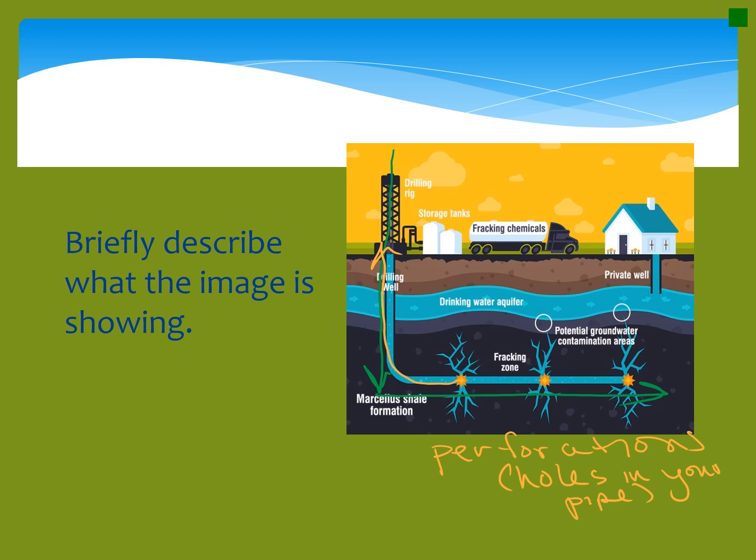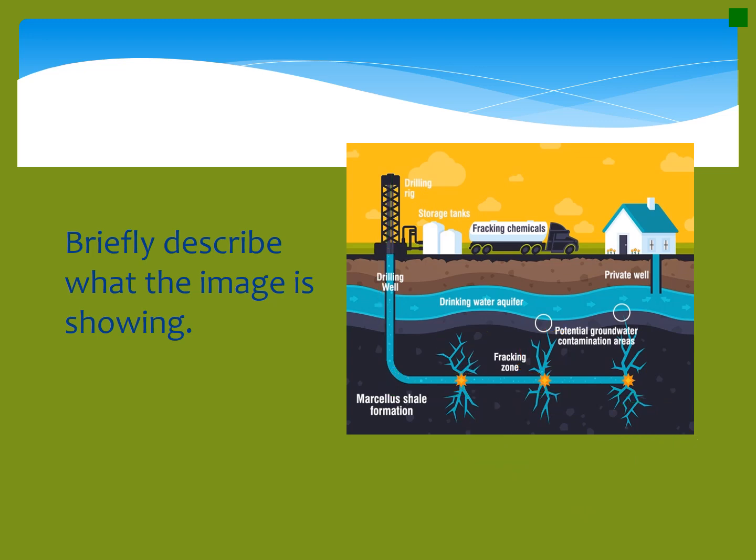So what they do is they insert a liquid combination of water and sand and some other chemicals, and they cause these other little fractures. And now notice, look at how many little paths they have. Whereas before, if you just had the perforations right here and here, these little guys would not be able to get the oil into the pipe. So by fracking, you can actually do this.